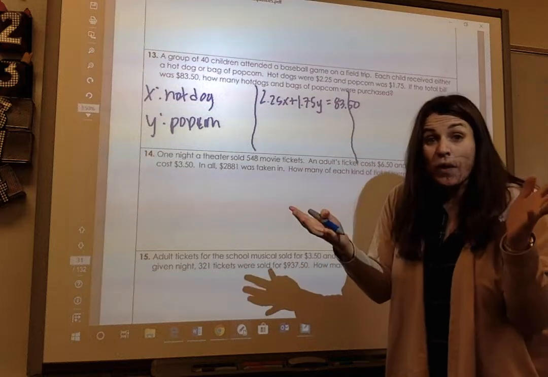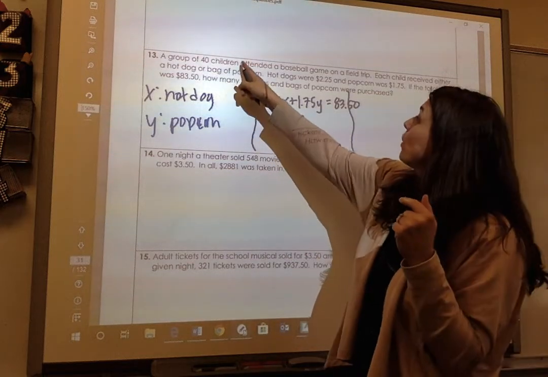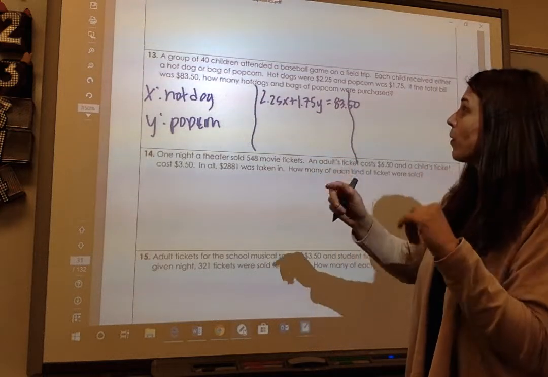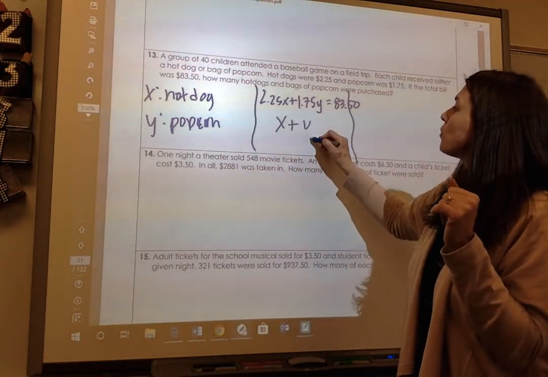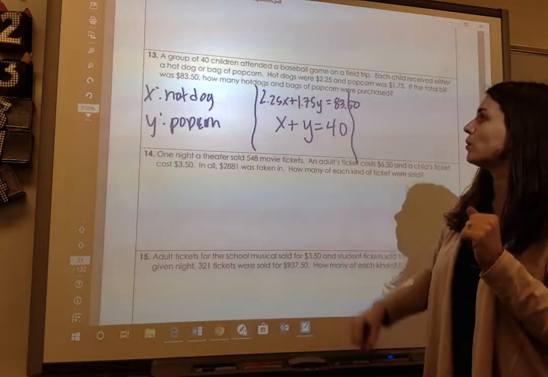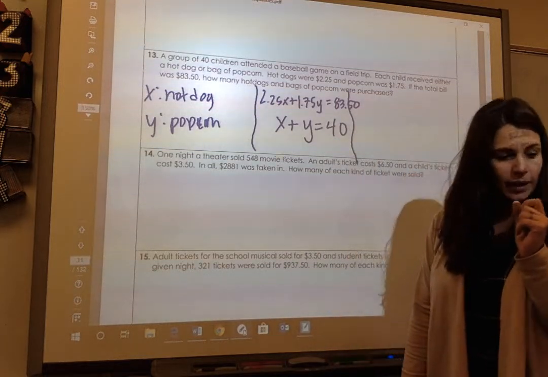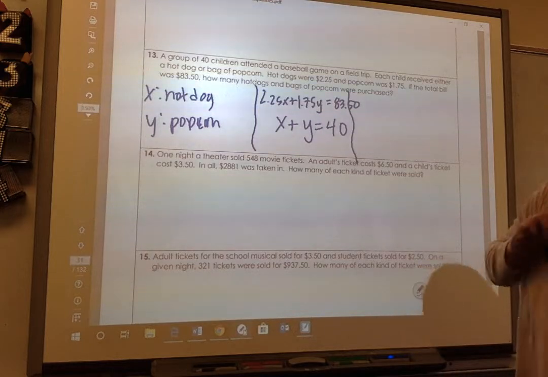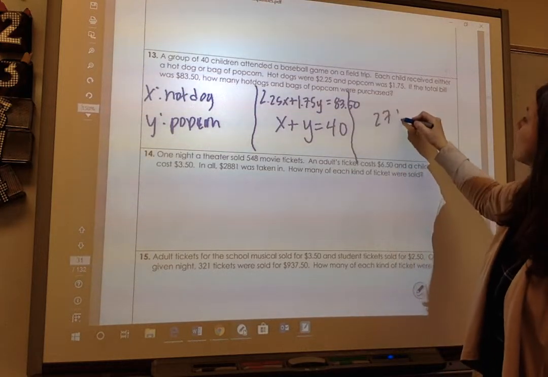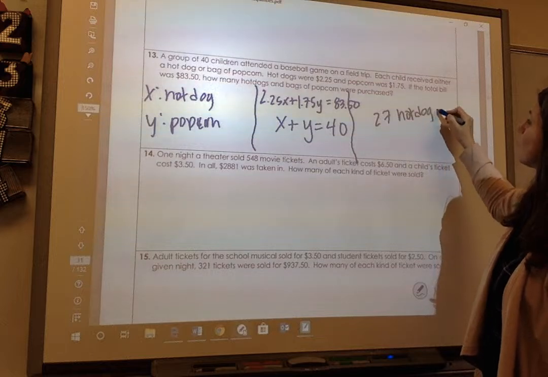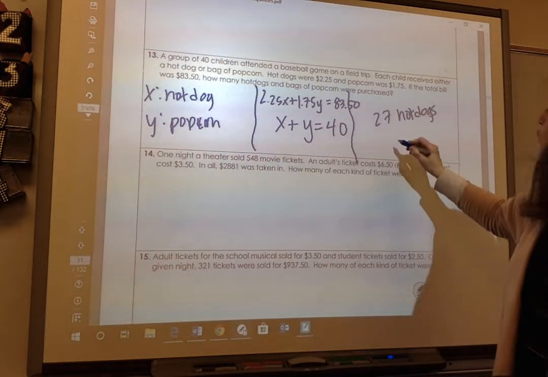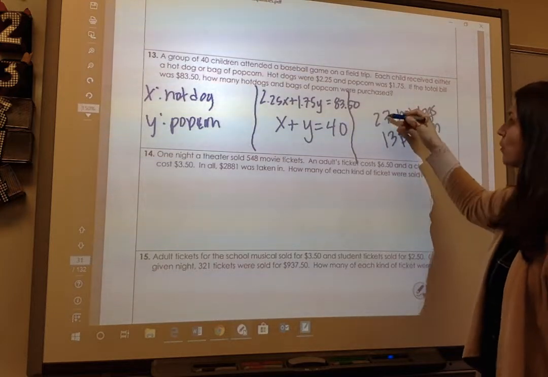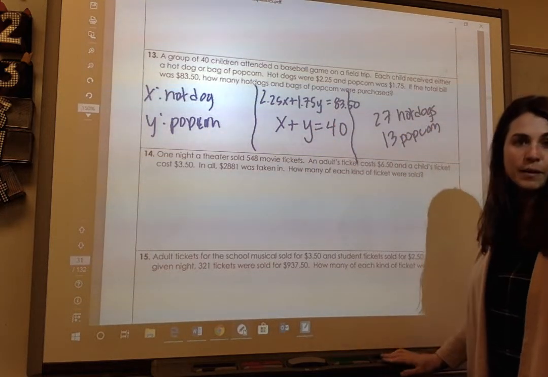So again, it's the cost of the hot dogs, the cost of the popcorn, and the total cost. And how many people were there? 40. So I know 40 people attended, and they either got a hot dog or a popcorn. So I know that hot dogs and popcorn were sold, and 40 of them sold. So that's what my equation looks like. And when I solve them, I am going to get 27 hot dogs were sold. Again, these are full sentences, I'm just doing this to be short. And 13 bags of popcorn were sold. And together it's 40, and when you plug it in, that makes sense there.